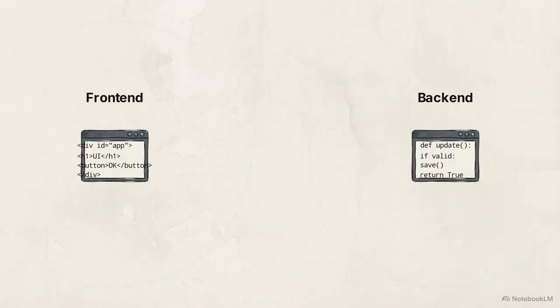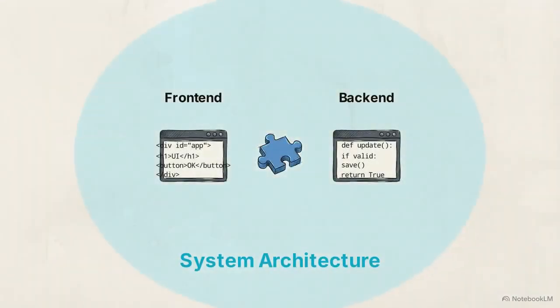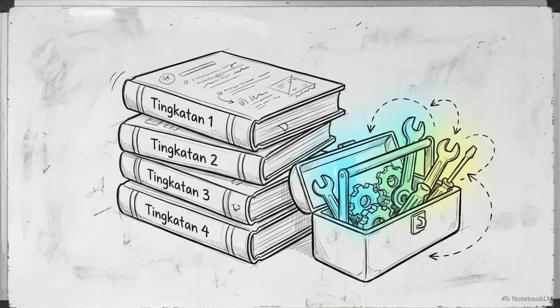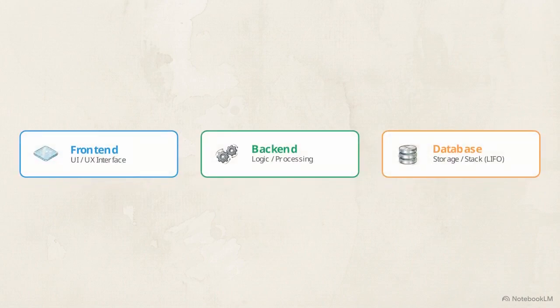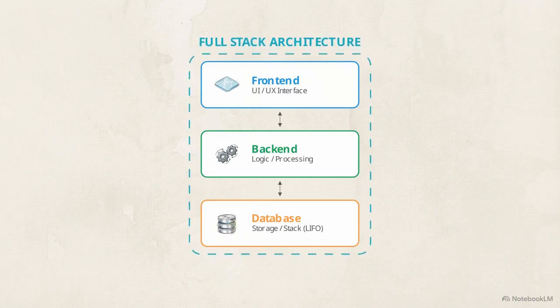Building real-world software requires connecting these isolated pieces into a single functioning architecture. In the tech industry, this is known as full-stack development. Your Form 1 through Form 4 textbooks have provided the entire toolkit required to become a full-stack developer. You already possess the individual components. The final step is learning how to assemble them into a vertical stack.